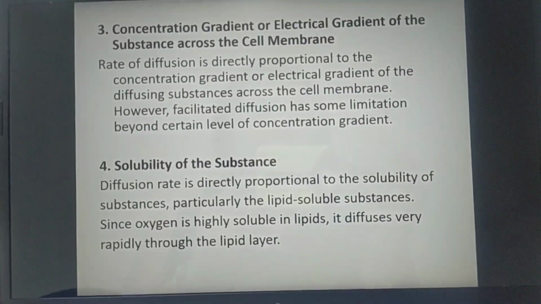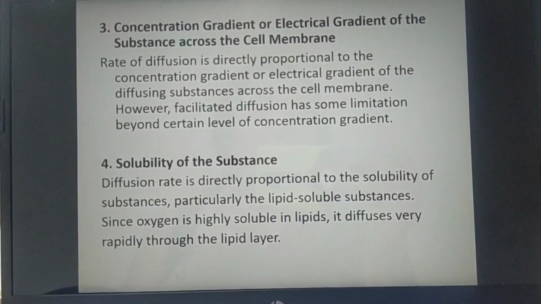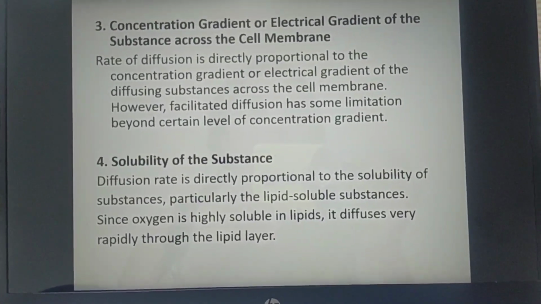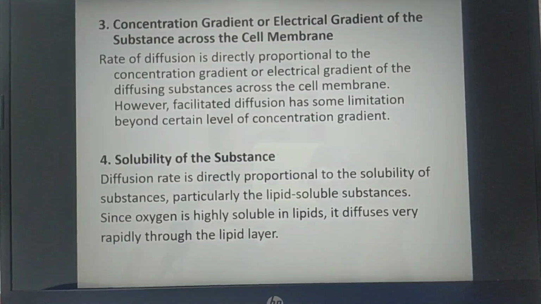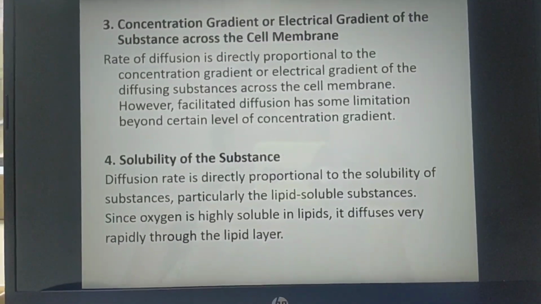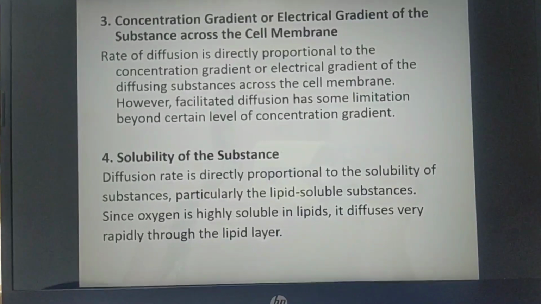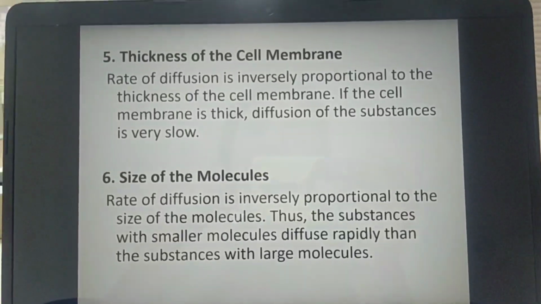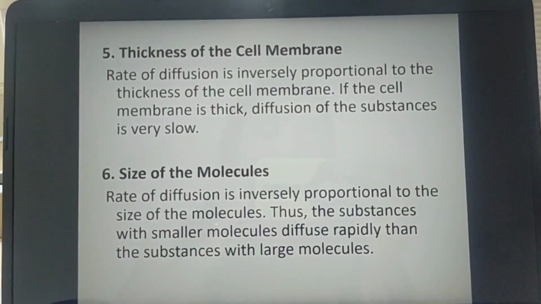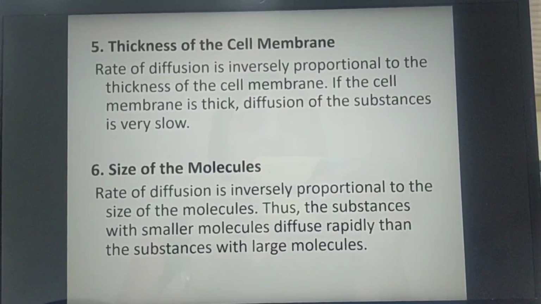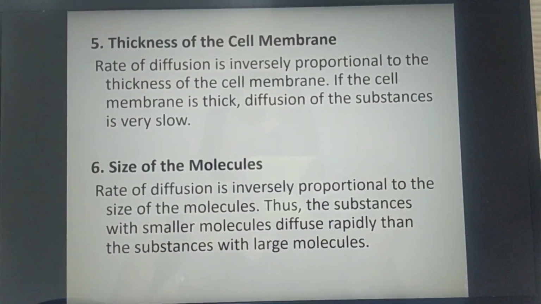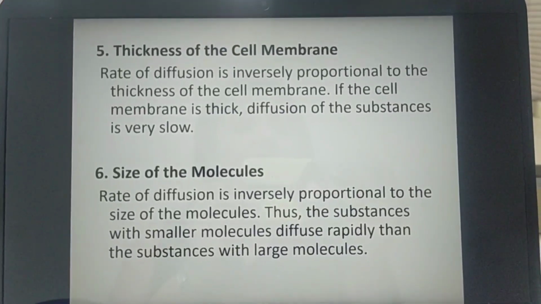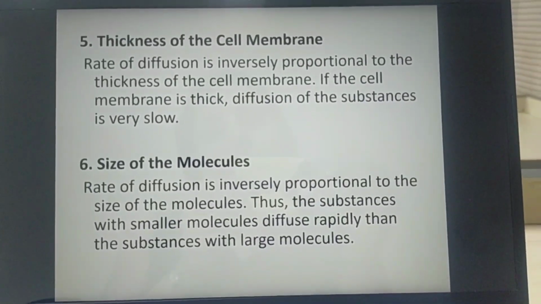Fourth is the solubility of the substance. Diffusion rate is directly proportional to the solubility of the substances, particularly the lipid soluble substances. Since oxygen is highly soluble in lipids, it diffuses very rapidly through the lipid layer. Then there is a factor which is thickness of the cell membrane. Rate of diffusion is inversely proportional to the thickness of the cell membrane. So if the cell membrane is thick, diffusion of the substances is very slow.